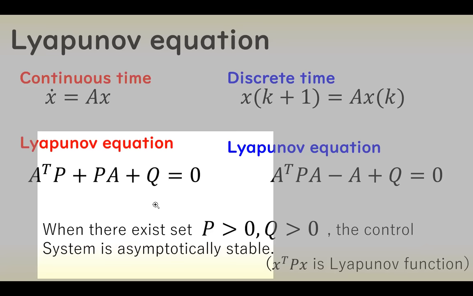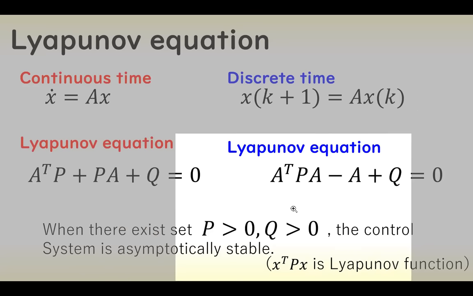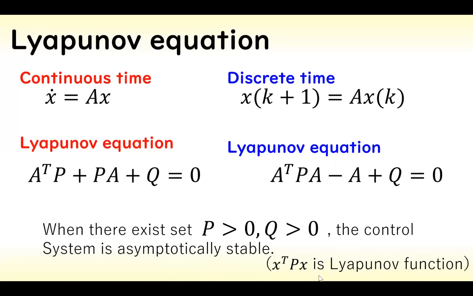When there exist P positive and Q positive, the control system is asymptotically stable. And this function form is given as a Lyapunov function.